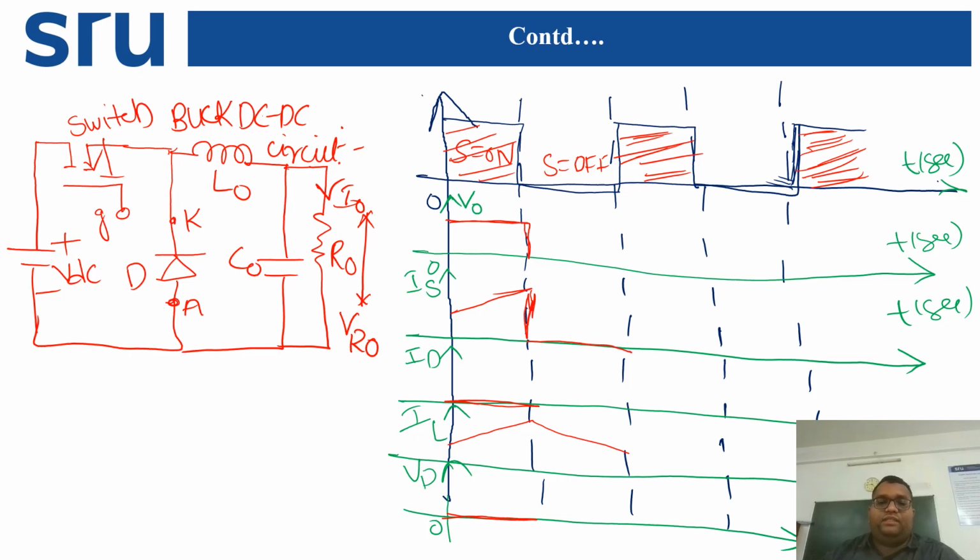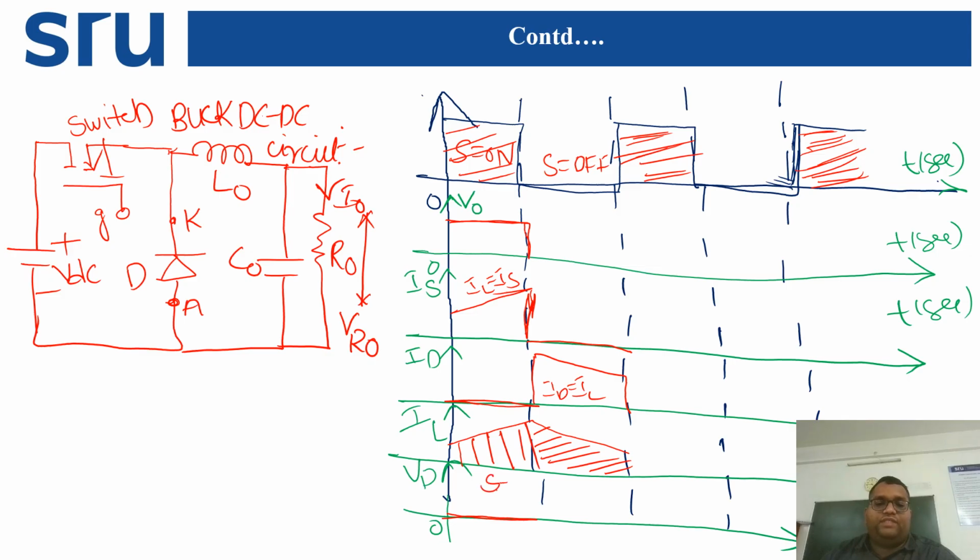So here is 0 current. And along with that, what is here? The diode current is there. The diode current, ID, is nothing but IL, and the source current IS. So these two equations we have to remember when we derive the inductor value and capacitor value. This is the switch on condition, which we take as a dotted line. Let us take the switch off condition as another line.